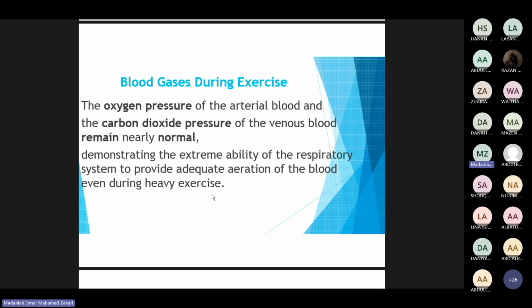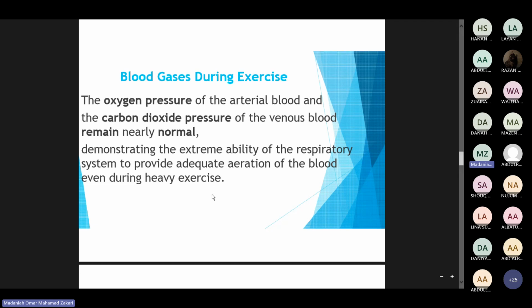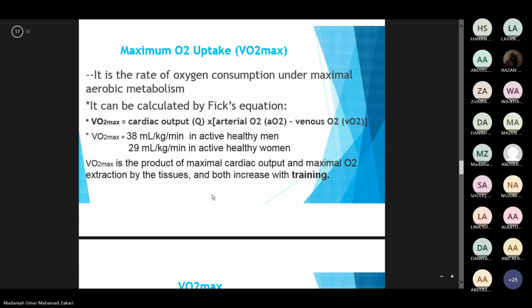There is an important point here to maintain homeostasis. All right. What about the maximum oxygen uptake, VO2 max? It is the rate of oxygen consumption. We talk about the maximum oxygen consumption, but I want to talk about the rate. How fast is it under a maximum aerobic metabolism? And it can be calculated by a fixed equation.